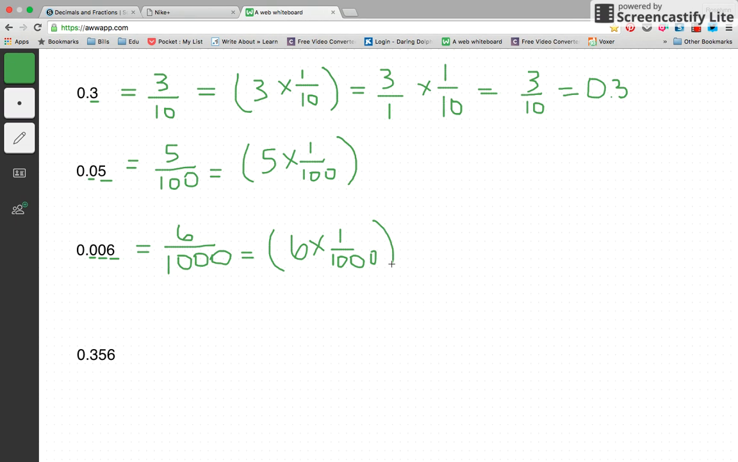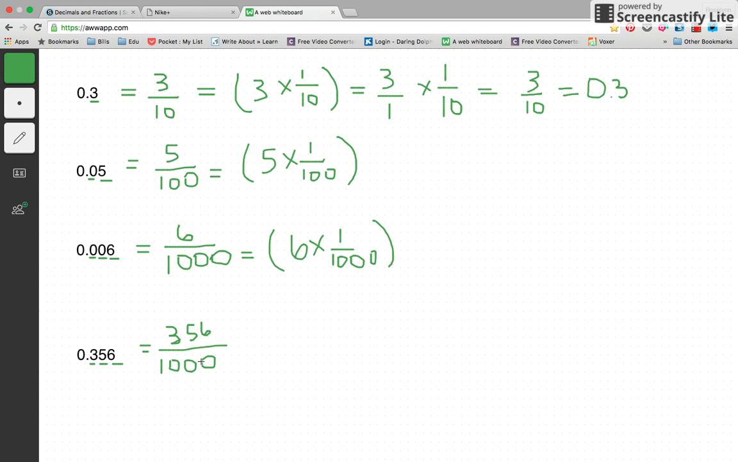And lastly, how do you write a decimal in expanded form when you've got a digit in each of the place value spots? So I've got tenths, hundredths, thousandths. So this decimal is 356 thousandths. So that would be 356 over 1,000.